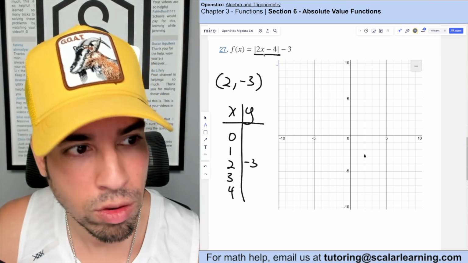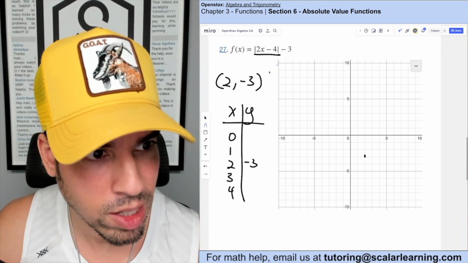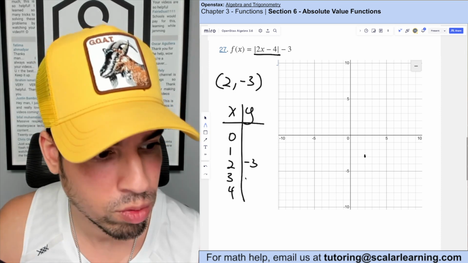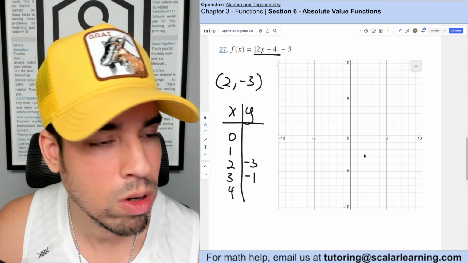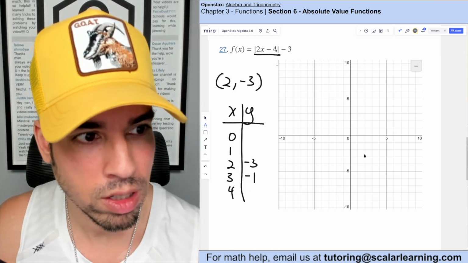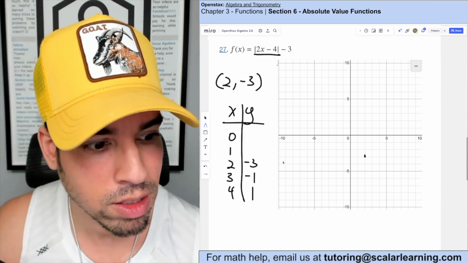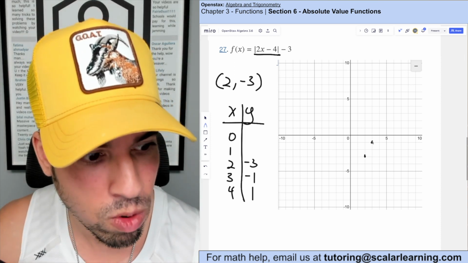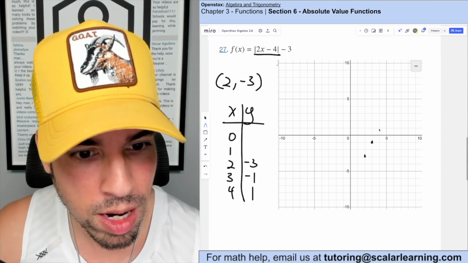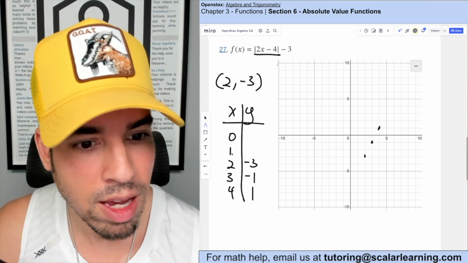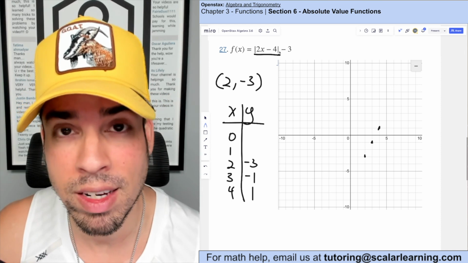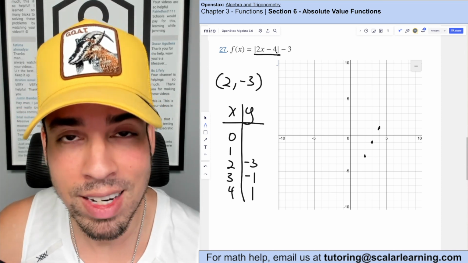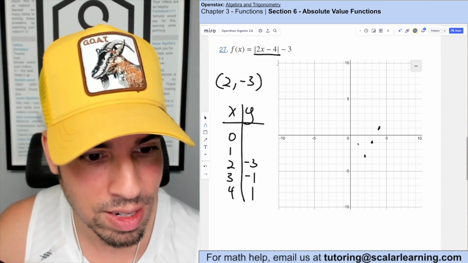So when I plug in 3, I get 3 times 2 is 6, minus 4 is 2. 2 minus 3 is negative 1. Plug in 4. I get 2 times 4 is 8, minus 4 is 4, minus 3 is positive 1. So we have positive 3, negative 1, positive 4, positive 1. And then to the left, plug in 1. You get 2 minus 4 is negative 2, absolute value of that is positive 2, minus 3 is negative 1.